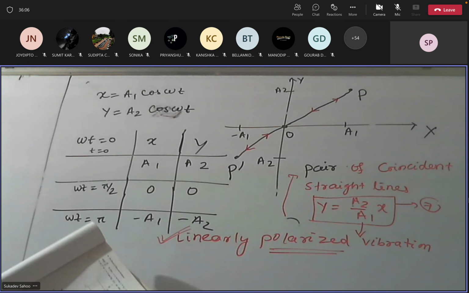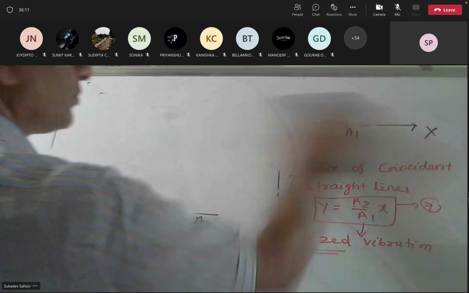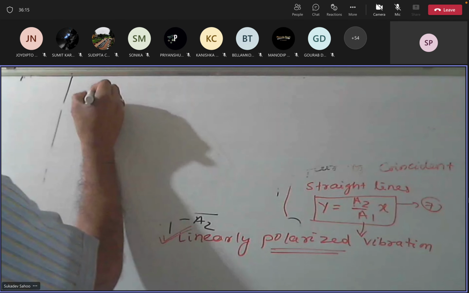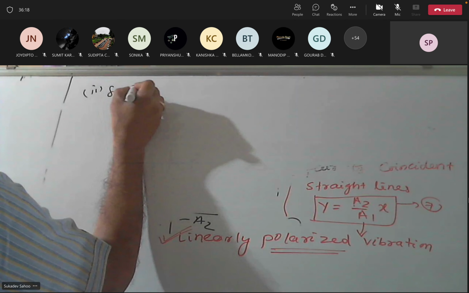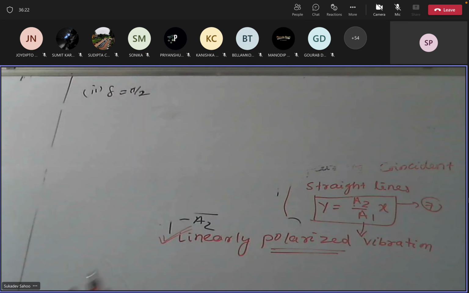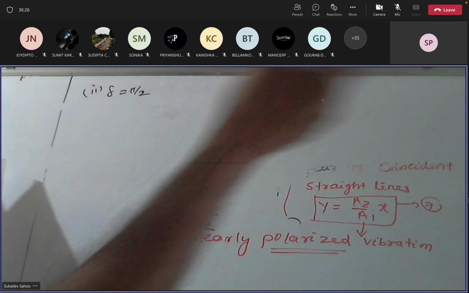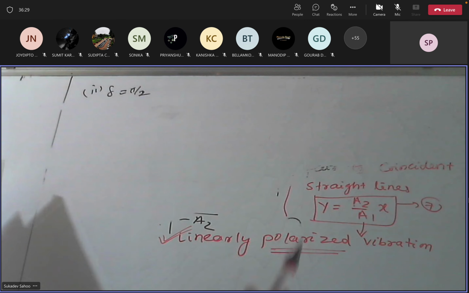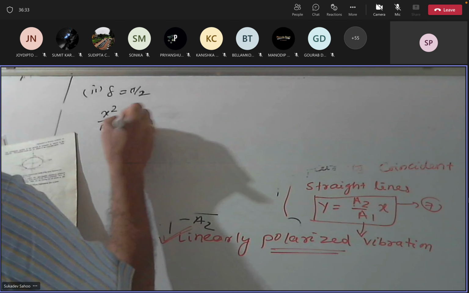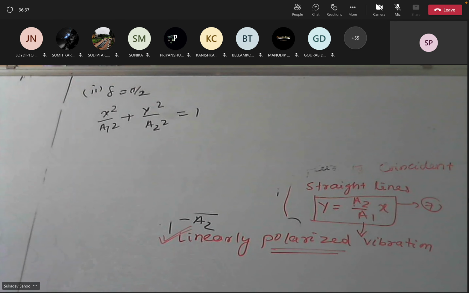Now we will discuss case 2 when delta equal to pi by 2. When delta equal to pi by 2, in that case you see the general equation of motion was your equation number 5. You substitute delta equal to pi by 2. Then you will obtain cos delta 0 and sin delta 1. So in that case, you will get x square by a1 square plus y square by a2 square equal to 1. What is this?